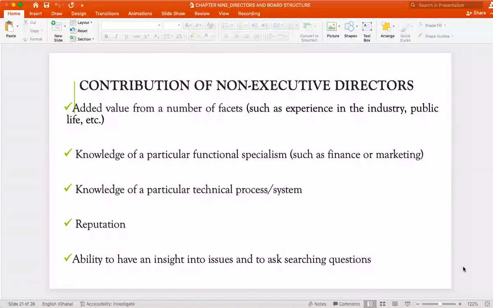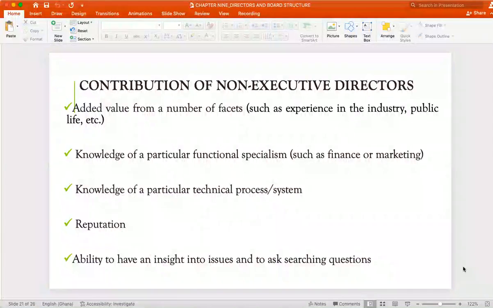They add value from a number of facets, such as the experience they have in the industry and their public life. So generally, they come with a lot of value. And as we said, sometimes some companies even go for popular people that necessarily do not have any knowledge in the industry. That could be risky. But the point we're trying to make here is that they also bring some value to a company based on their public life and their experience in the industry.